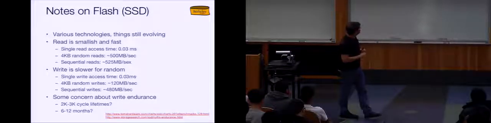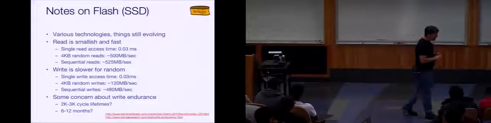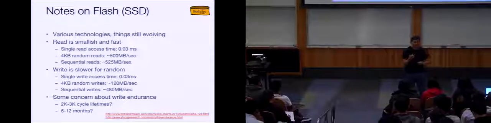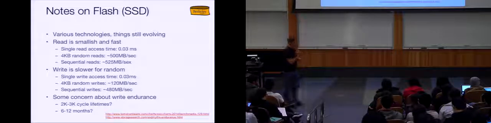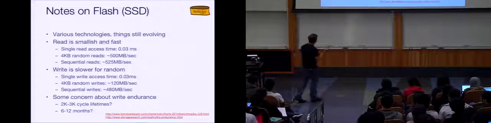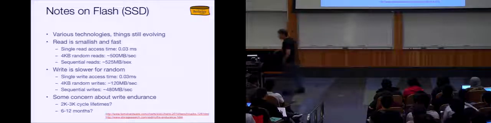All right. Reads tend to be smallish. Many of these devices do 4K reads. Some of them will do a 64K read, but not always. The point is you can do small reads efficiently on a flash drive, so you can get down to 4K on many of these flash drives efficiently. And the access time is like 0.03 milliseconds.